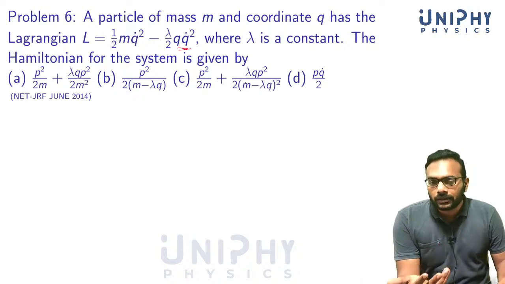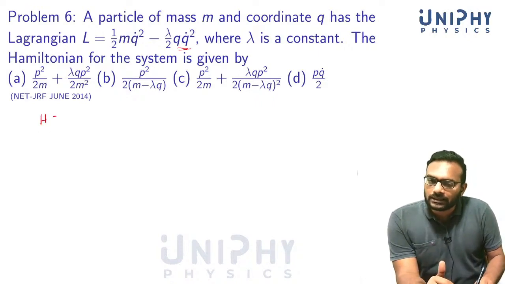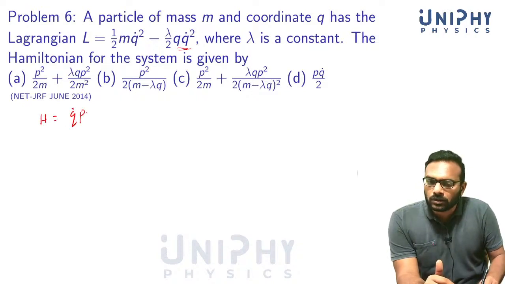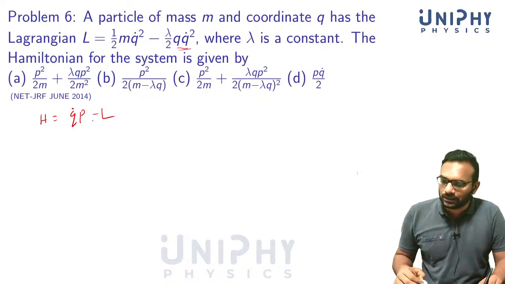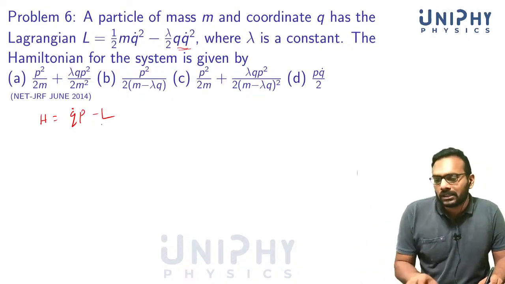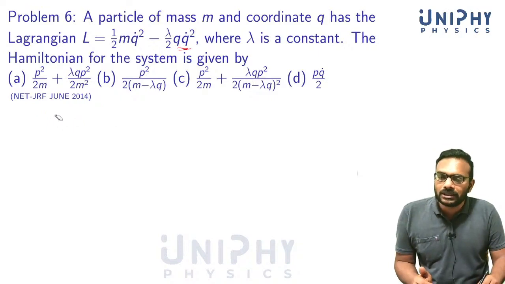Now there are two ways to do this. Of course, you can find the Hamiltonian by the rule H is equal to, since there is only one degree of freedom, q dot p minus L. You find p and then eliminate all the q dot in favor of p. You will get the final answer. This is possible. But you can also do it in a different way.